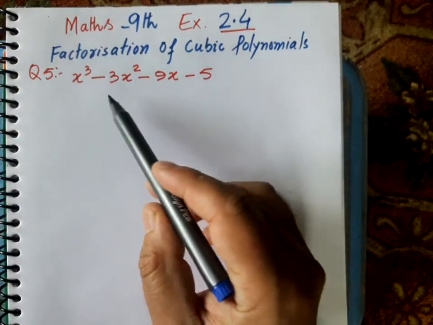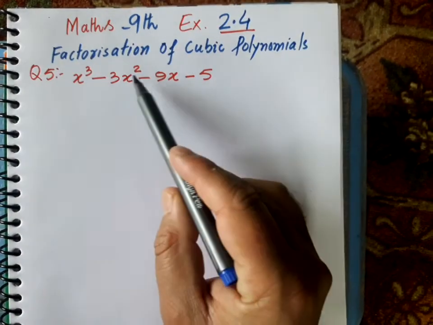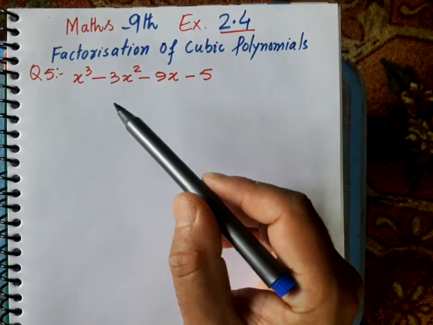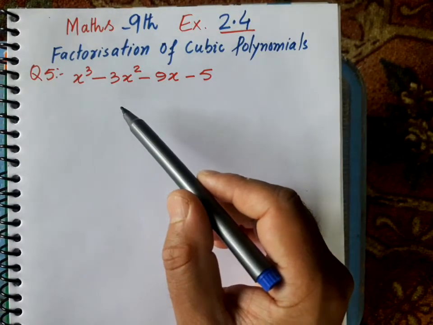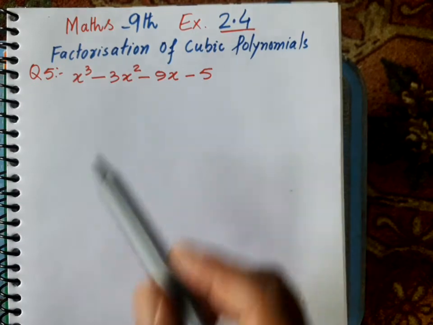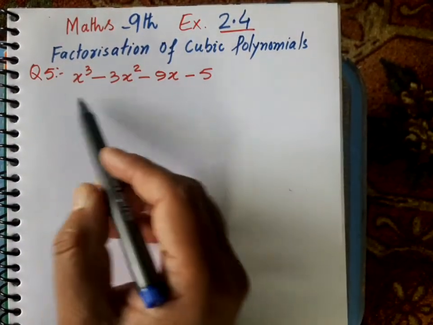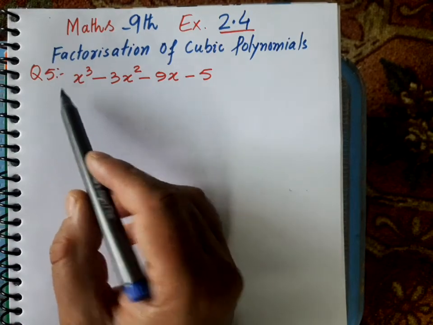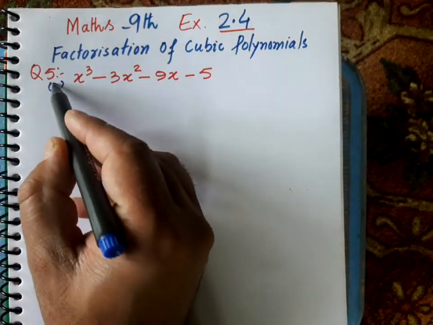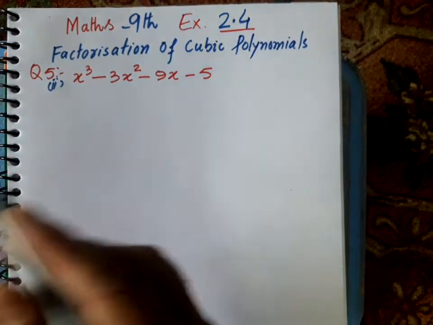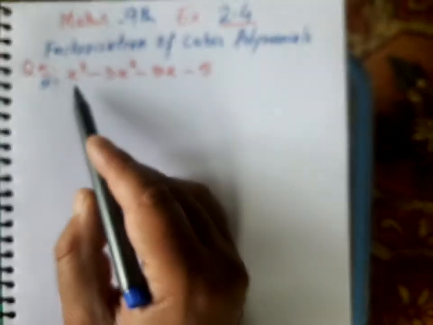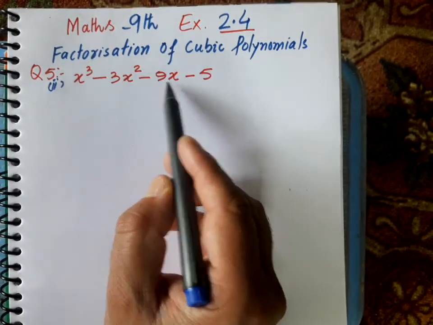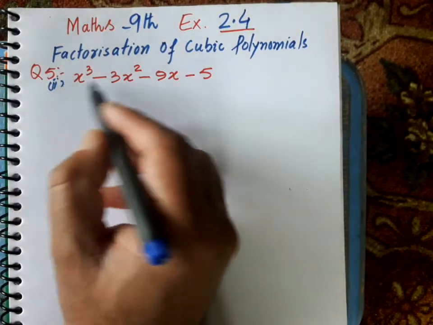हम सीखेंगे कि हम एक क्यूबिक पोलिनोमियल को कैसे फैक्टराइज करें। इससे पहले हमने क्वाड्रेटिक पोलिनोमियल का फैक्टराइजेशन सीखा है, वो बाय स्प्लिटिंग द मिडल टर्म हमने किया था। अब यहाँ पे मसला है क्यूबिक पोलिनोमियल का, इसको हम फैक्टराइज कैसे करें। अभी किताब का क्वेश्चन नंबर 5 है, हमने इसका सेकंड पार्ट आपके लिए चुन लिया है। तो सेकंड पार्ट में हमारा पोलिनोमियल है x³ - 3x² - 9x - 5। लेट मी कॉल इट p(x).